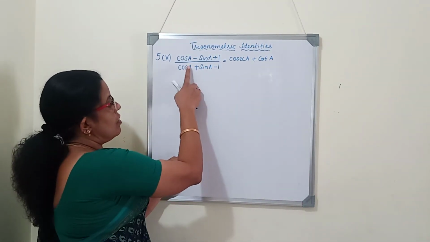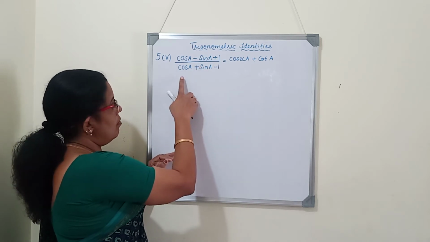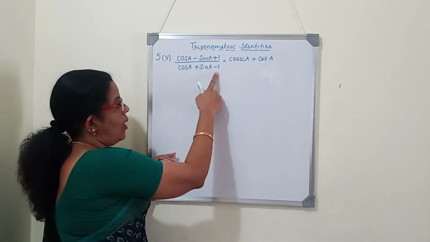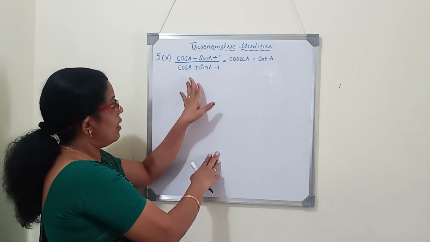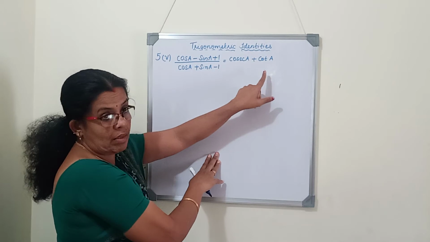Prove that (cos A minus sin A plus 1) by (cos A plus sin A minus 1) is equal to cosec A plus cot A. So we have to get cosec A plus cot A from the LHS.